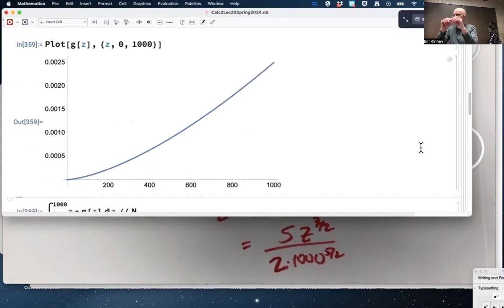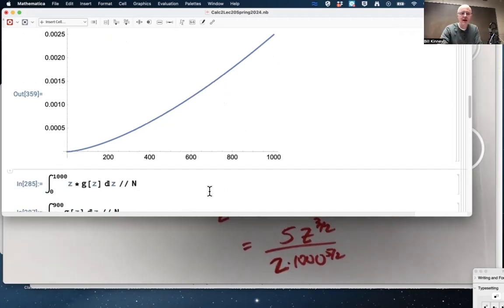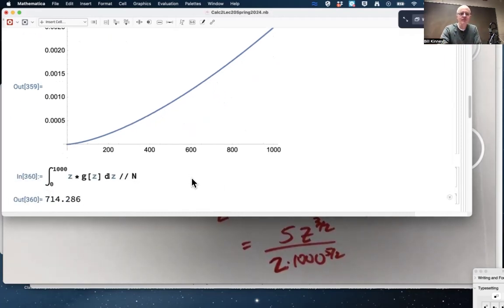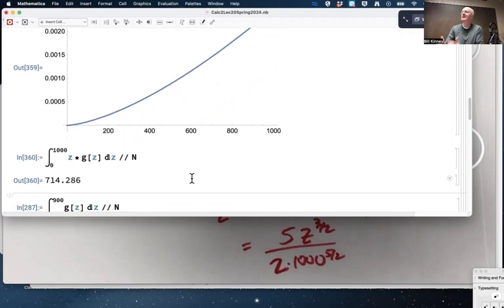Imagine this is a density function for a thin rod. Higher when z is larger, lower when it's smaller. It's more dense on the right than it is on the left. You should expect the center of mass to be closer to 1,000 than to 0. Center of mass is the mean. What is the mean? About 714. Yes, closer to 1,000 than it is to 0.